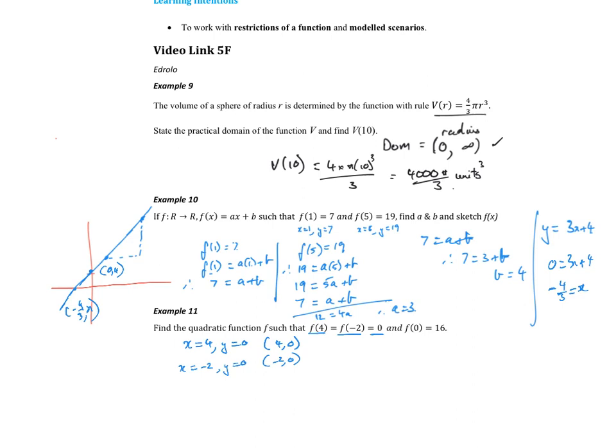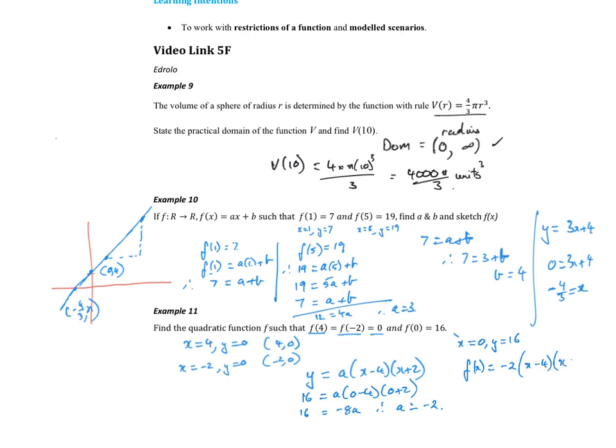So if I want to work out a general quadratic rule and I've got the intercepts, I can use a out front of (x minus 4)(x plus 2), because they're both intercepts. And I can use this other information. That means that at x equal to 0, y is equal to 16. So if I substitute that in, 16 is equal to a times (0 minus 4)(0 plus 2). Negative 4 times 2 is negative 8. A is equal to negative 2. So to find the function f, f(x) is equal to negative 2 out the front of (x minus 4)(x plus 2).